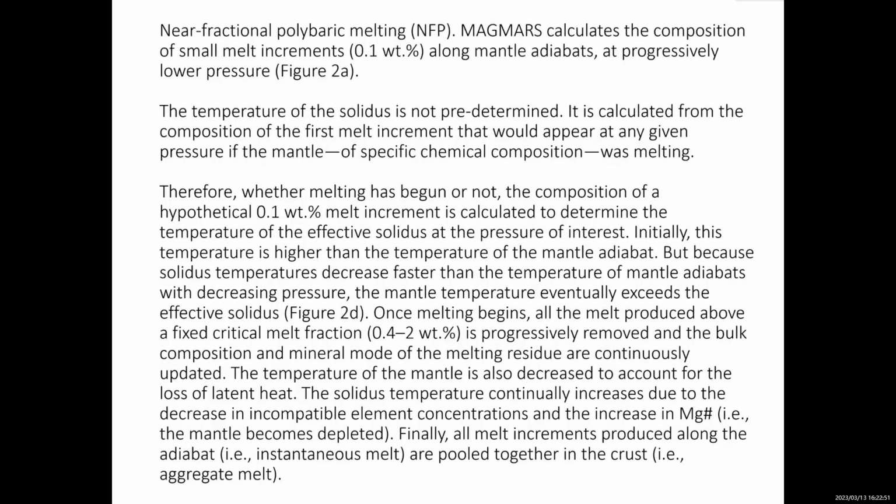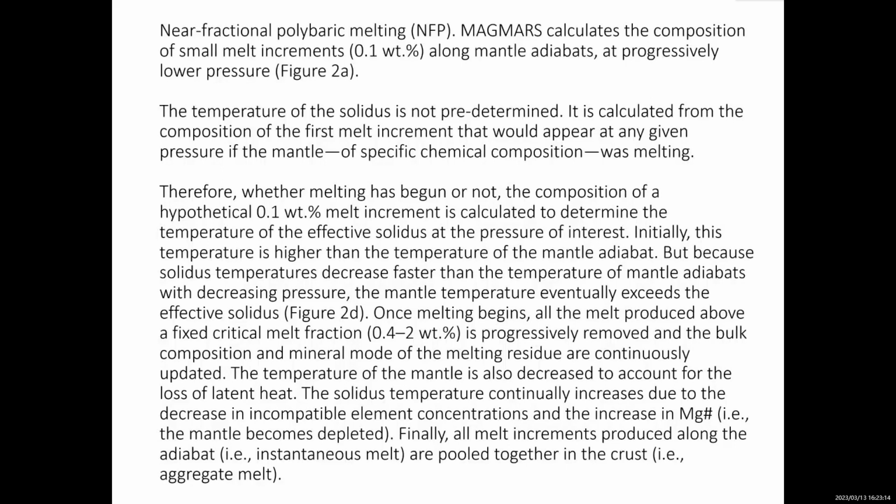But the solidus will decrease quite a lot for peridotite. So by 1 GPa, the solidus could depress by 100 degrees C or something like that. We're going back to see the figure later on. And then they say the mantle temperature eventually exceeds the effective solidus. That's true. That's how the peridotite is generated on the Earth too.